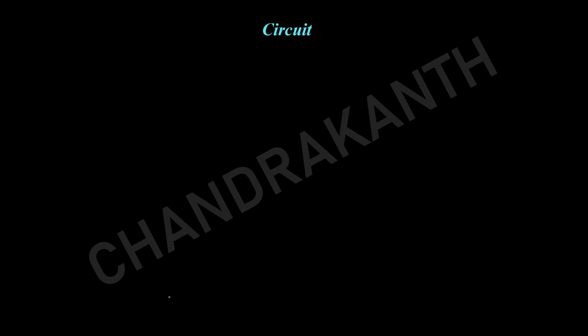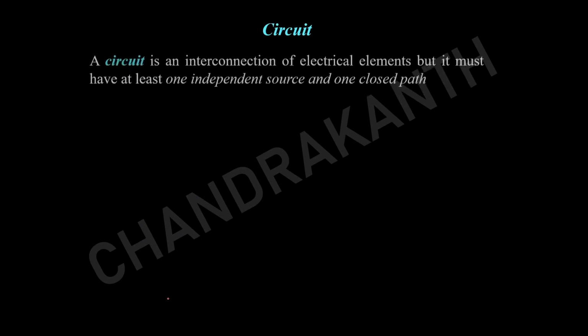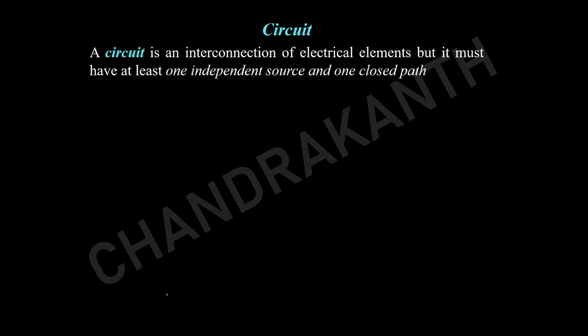Let us see what is the meaning of a circuit. A circuit is also an interconnection of electrical elements, but it must have at least one independent source and one closed path. Okay, so we don't have this constraint in a network. What is that constraint? At least one independent source and one closed path.